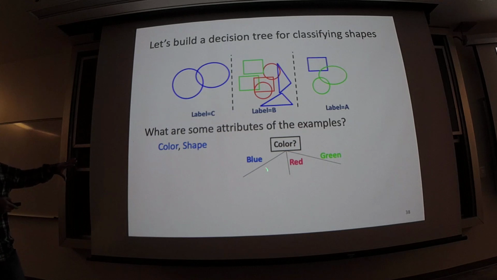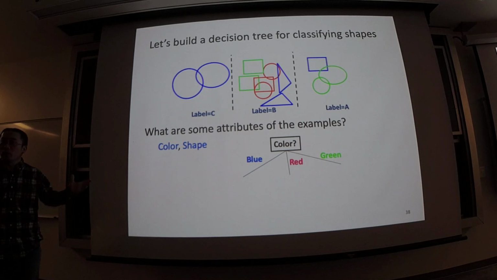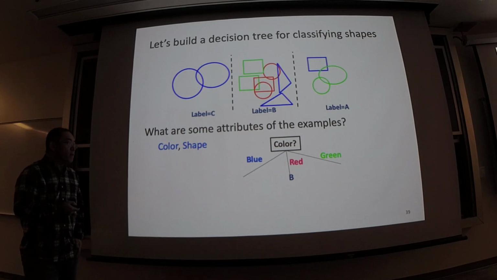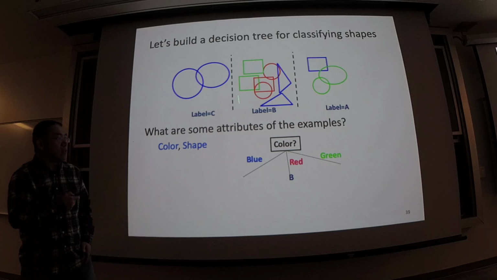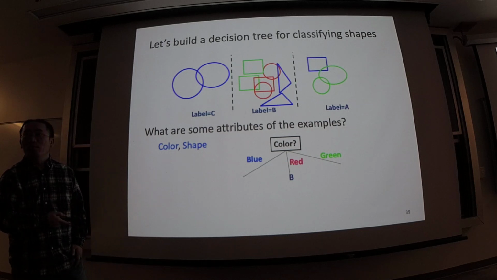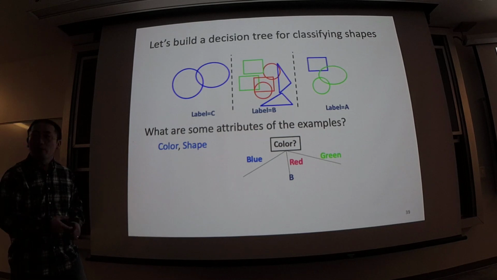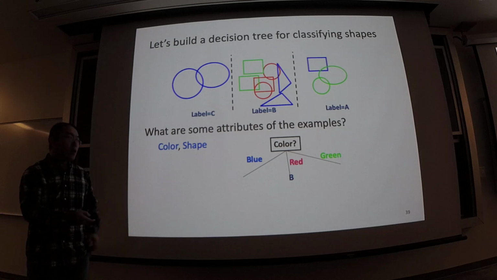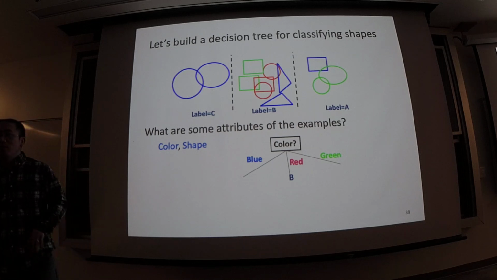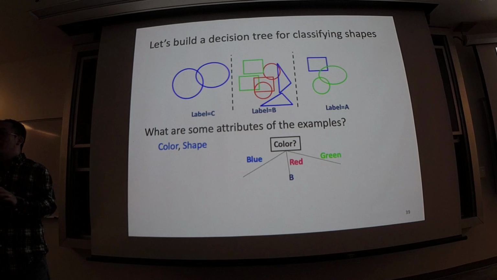That means according to different color values, we can partition the whole training set into 3 piles, right? For the subset of instances which have red color, we know those 3 shapes all have the same label, B. So we stop here, because all the instances have a unique label, right? It's not necessary to split them further.